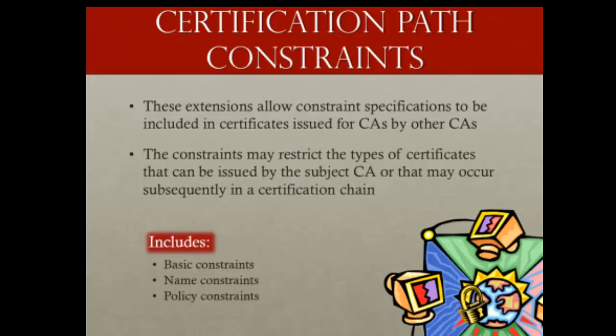The extension fields in this area include the following: basic constraints indicates if the subject may act as a CA. If so, a certification path length constraint may be specified. Name constraints indicates a namespace within which all subject names in subsequent certificates in a certification path must be located. Policy constraints specifies constraints that may require explicit certificate policy identification or inhibit policy mappings for the remainder of the certification path.